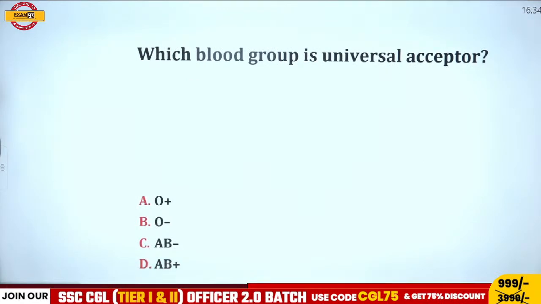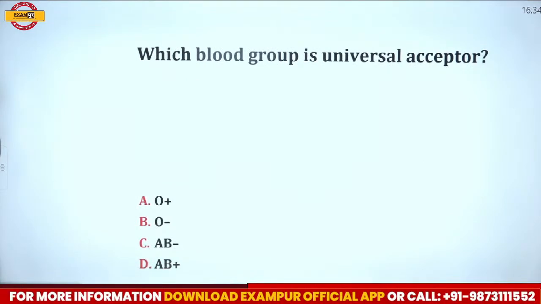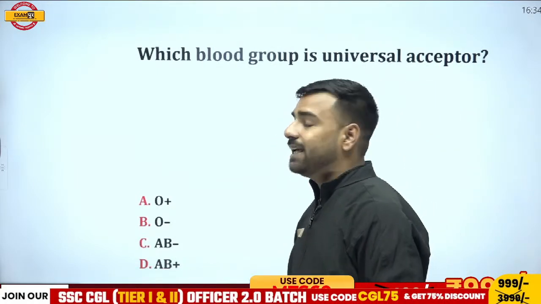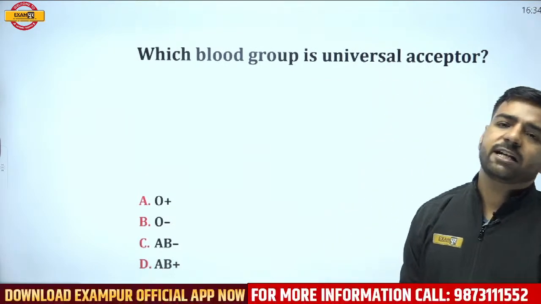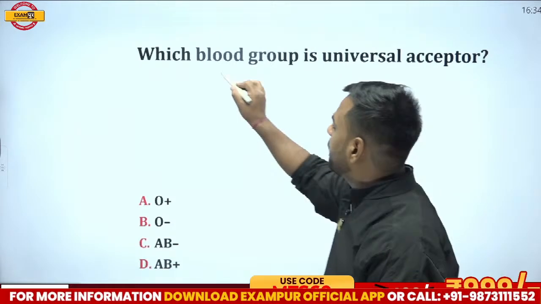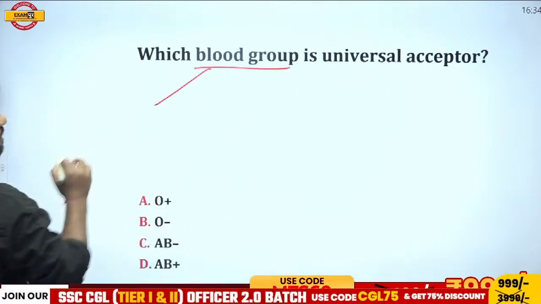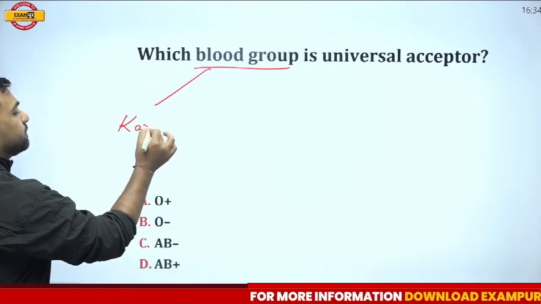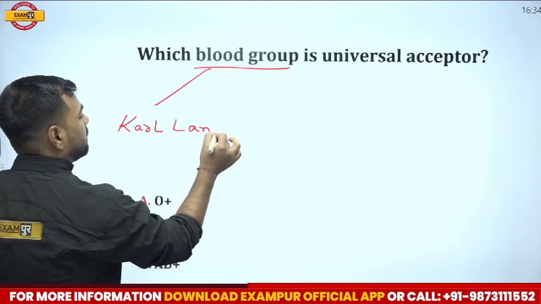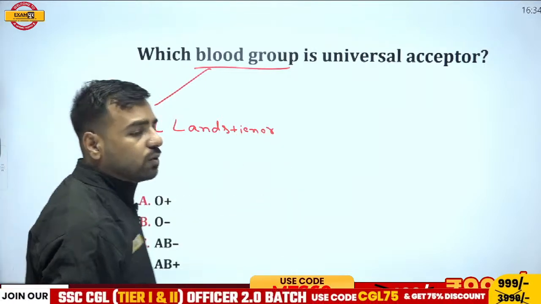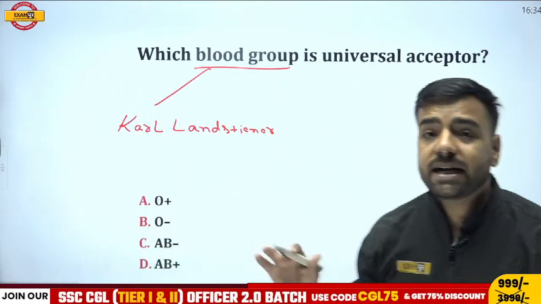Next is, which of the following blood group is universal acceptor? So we have 4 options here. Is there anyone who is in doubt with option A or B? If there's doubt, please let me know so that I can go in detail. Otherwise, we'll just understand. If I'm talking about blood group, who was the one who has given this blood group? So he was Carl Landsteiner.